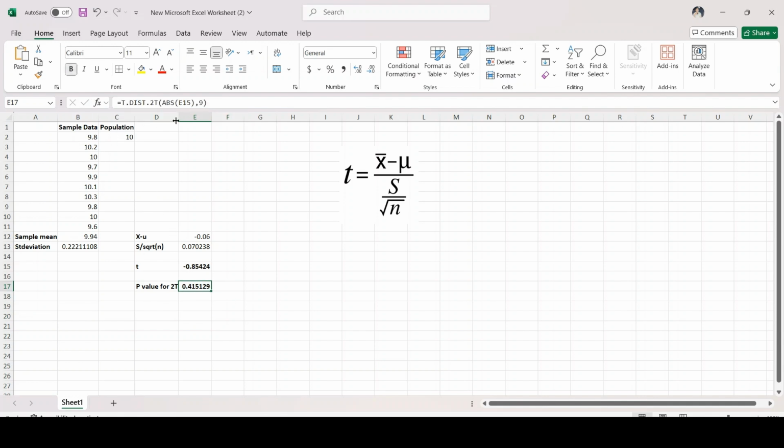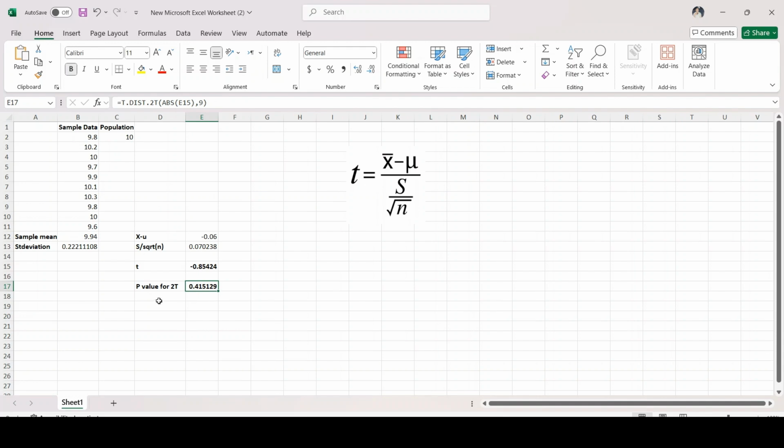So here the p value is 0.41, right? So if the p value is greater than the significance level, that is 0.05, so what do we have to see? We can say that we fail to reject the null hypothesis. That means there is no significant difference between these means. If the p value is always less than 0.05, the significance level, we can say that there is a significant mean difference between the population mean and sample mean.